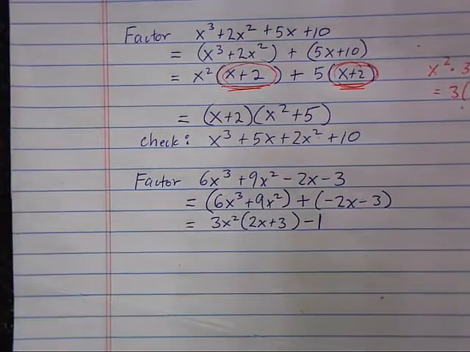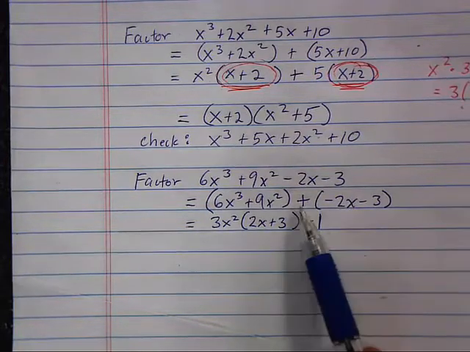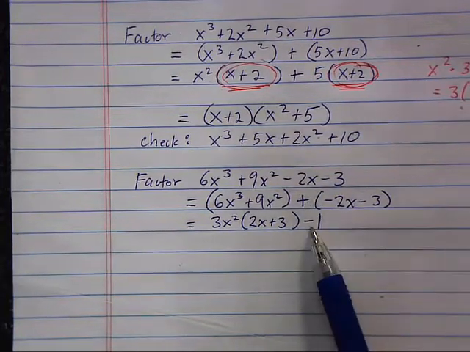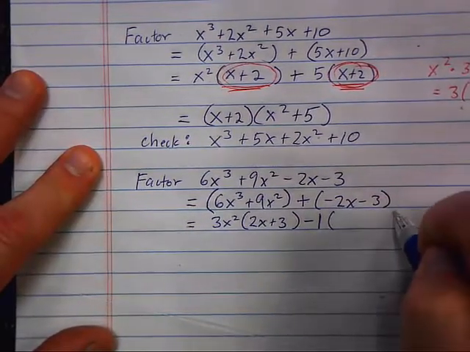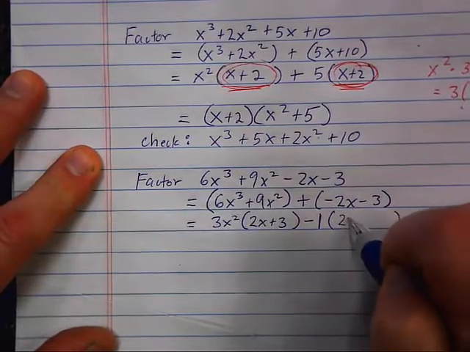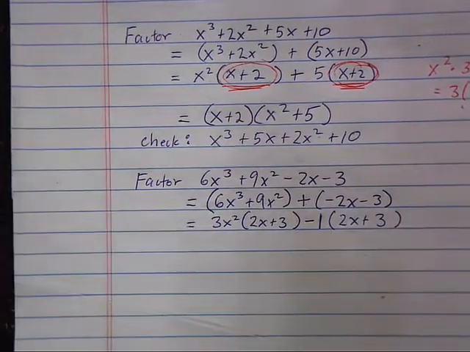And where did my plus sign go? It's gone because if I factor out a negative 1, I'm going to have a positive and a negative. A positive and a negative make a negative. And if I factor out negative 1, what's left over in here? 2x plus 3.